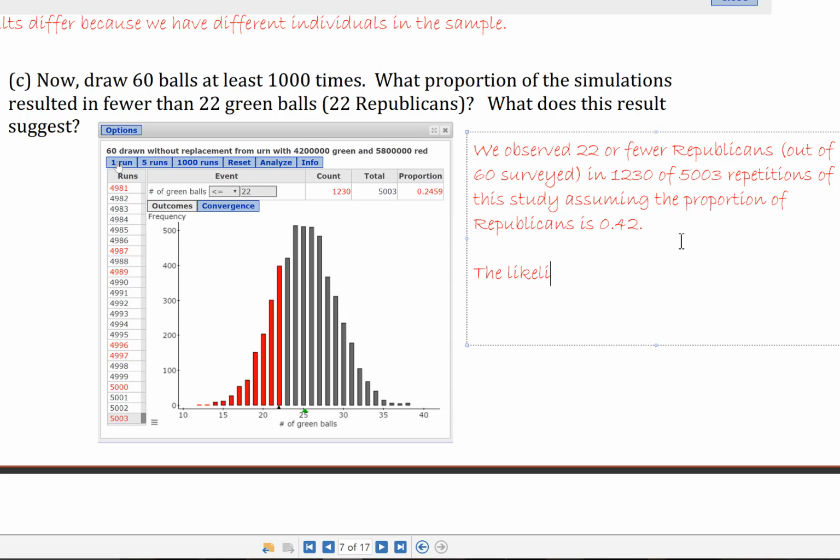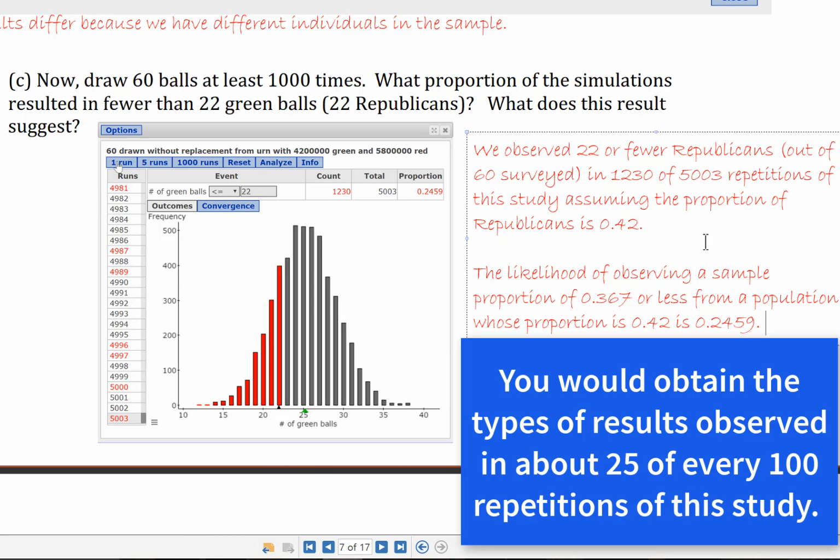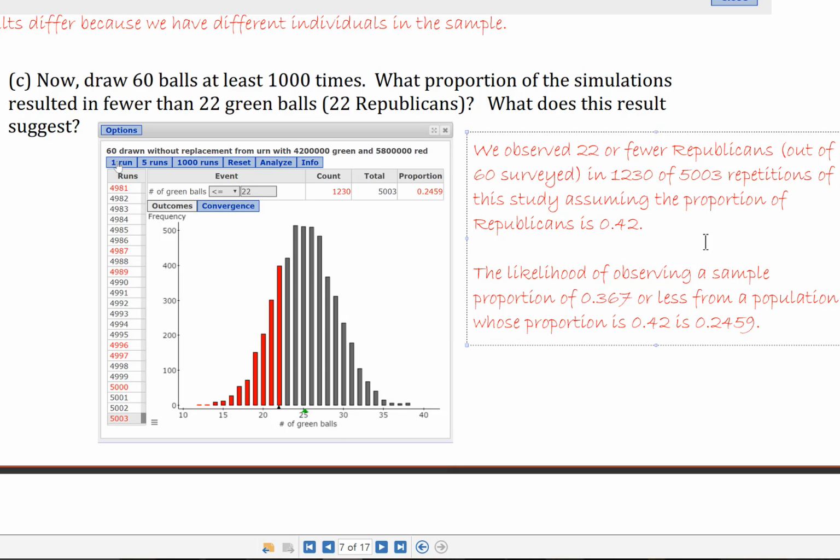Another way to think about this is the likelihood of observing a sample proportion of 0.367, that's the 22 out of 60, or less from a population whose proportion is 0.42 is 0.2459. In other words, you would obtain the types of results that you have obtained or more extreme in about 25 out of every 100 repetitions of this study. 0.2459 is about 25 out of 100.